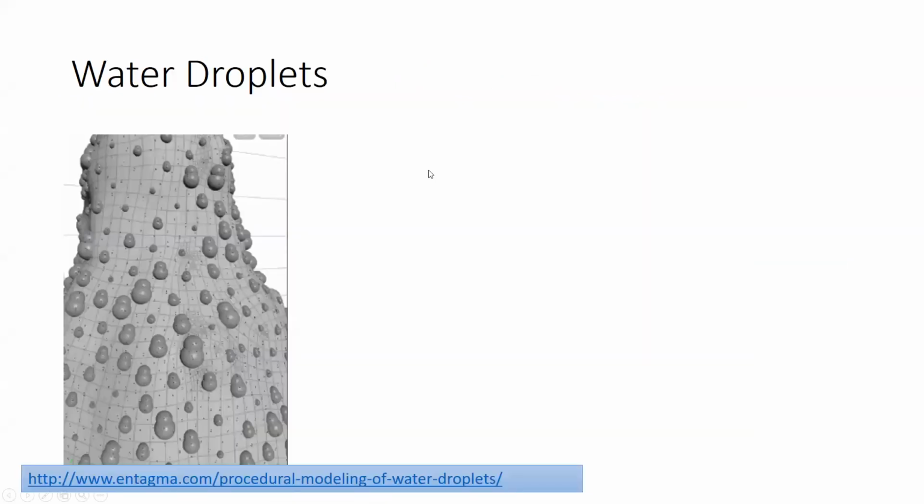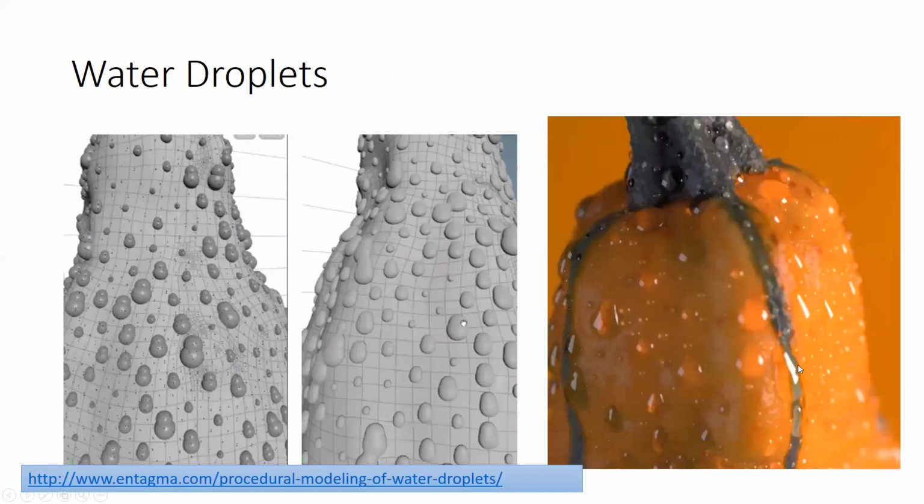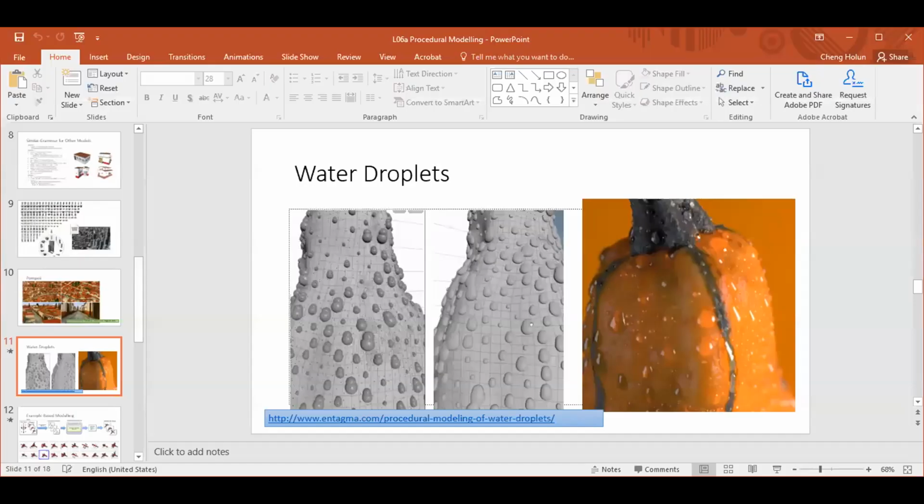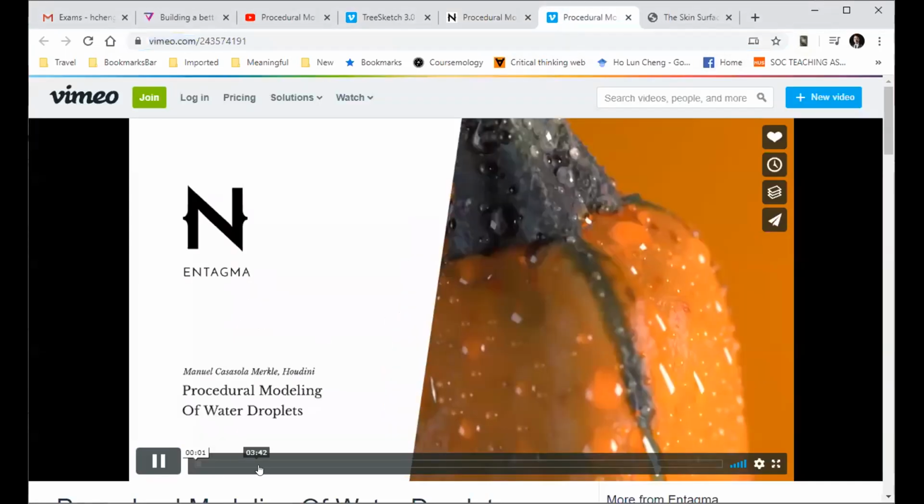You can also generate water droplets, and of course you don't model each droplet by yourself. It is distributed by your program. You can control the density and the size, and finally, this is the real picture you generate. For example, let's say this one. I will change the shared screen. This is actually the paper they're using. They have a video.